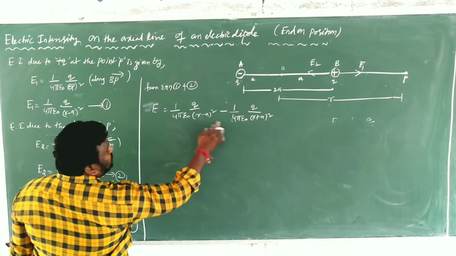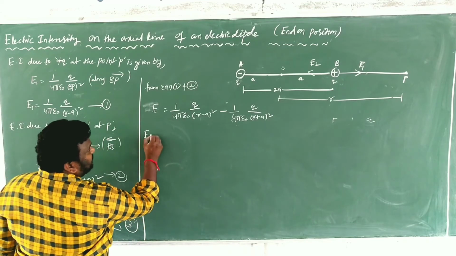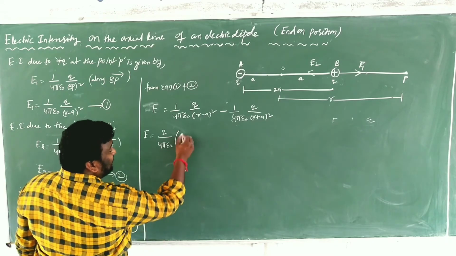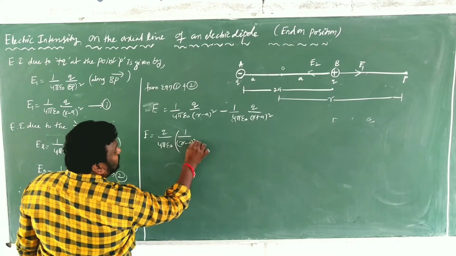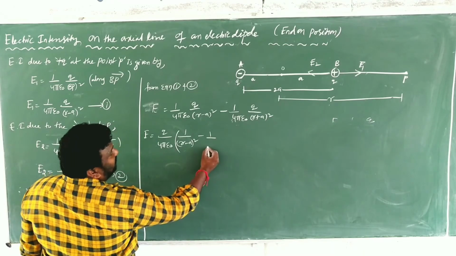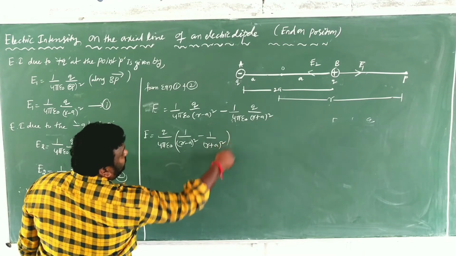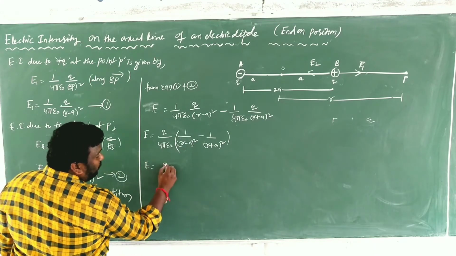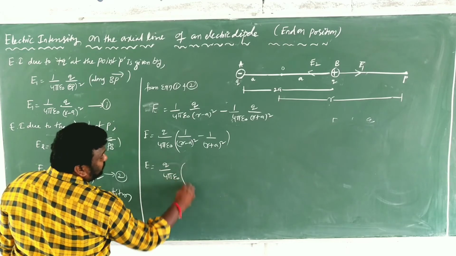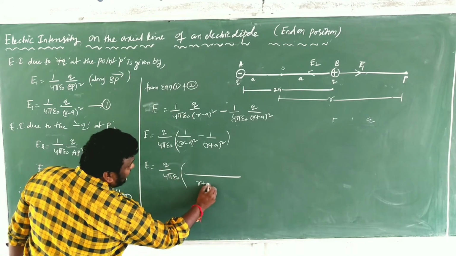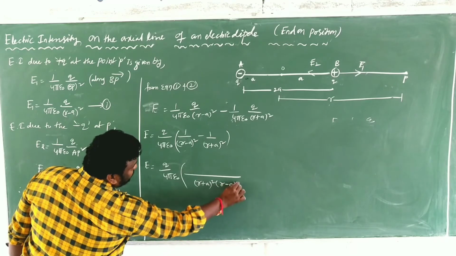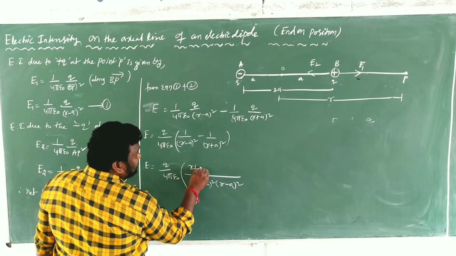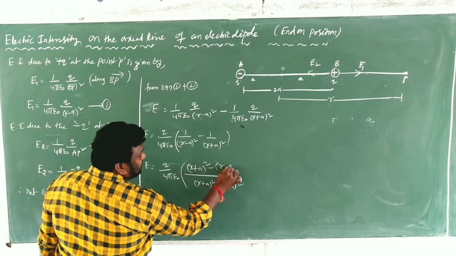After that, in these two terms which are common, E is equal to Q by 4 pi epsilon naught into [1 by (R minus A) whole square minus 1 by (R plus A) whole square]. Now we go for the LCM. Then E is equal to Q by 4 pi epsilon naught into [(R plus A) whole square minus (R minus A) whole square] by [(R plus A) whole square into (R minus A) whole square].